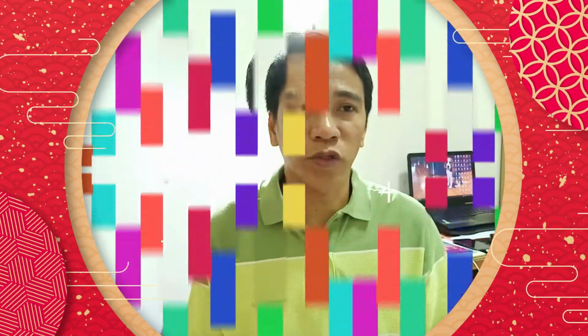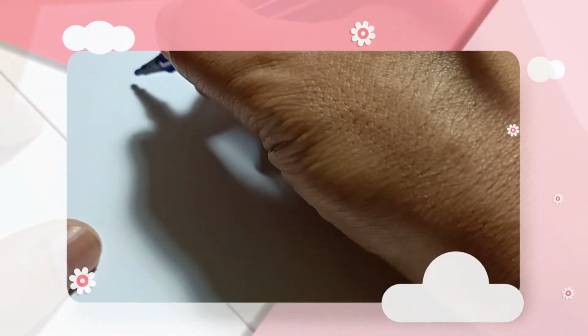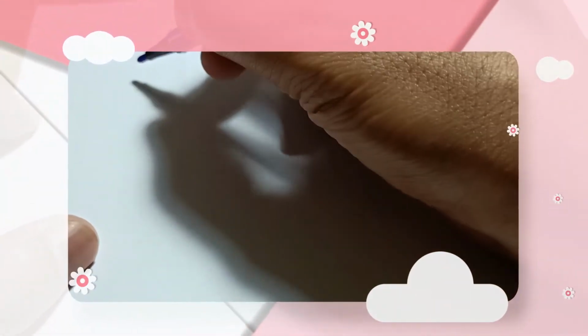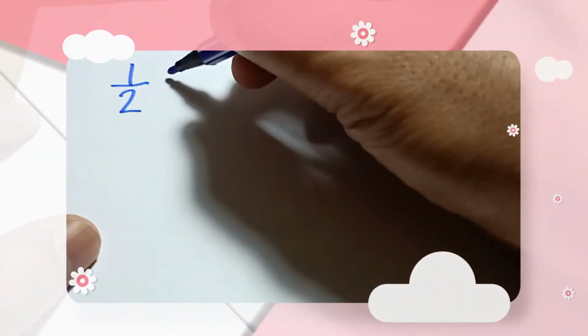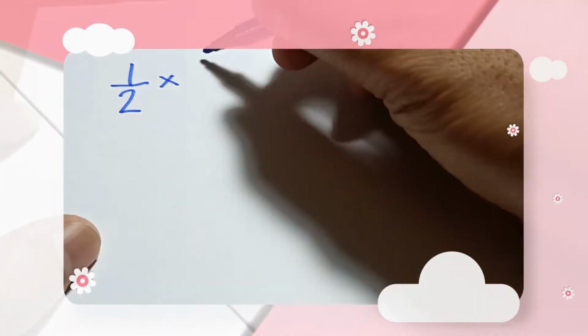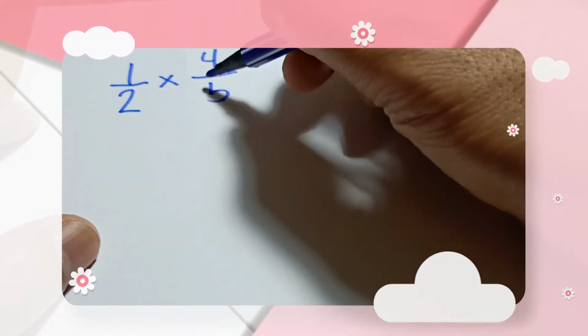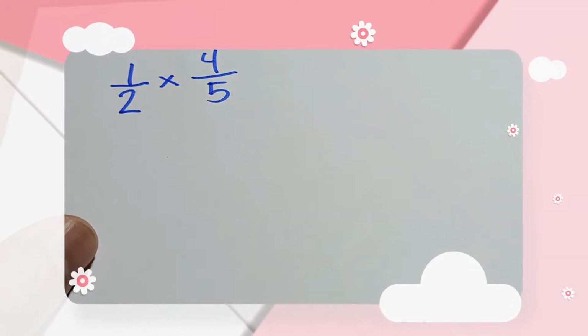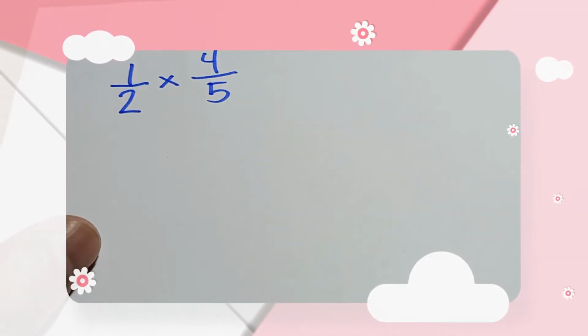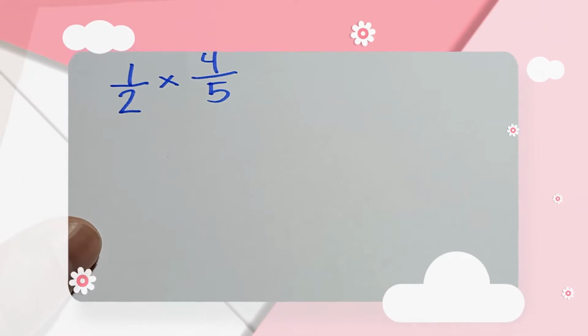Alright? So today we're going to learn about multiplying of fractions. Okay, so let's go. In multiplication of fractions, for example, if you have 1/2 times 4/5. Okay, so I'm going to show you two ways on how to multiply fractions.